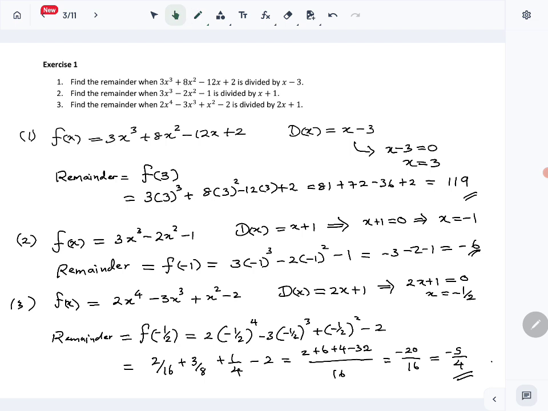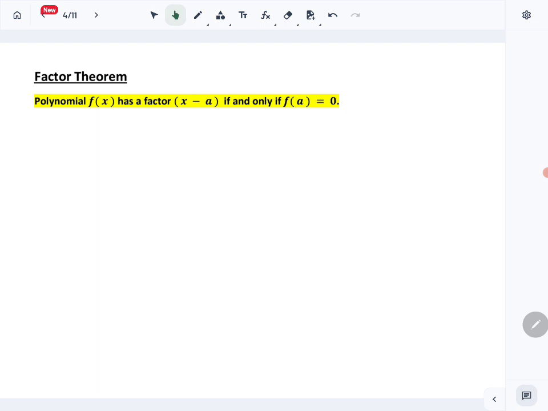We can use the remainder theorem to find the remainder when the divisor is what? That is the important thing. The divisor is linear. If the divisor is linear, use this to find the remainder. Don't use long division. That takes more time. So better to use what? Better to use the remainder theorem to find the remainder when the divisor is linear.